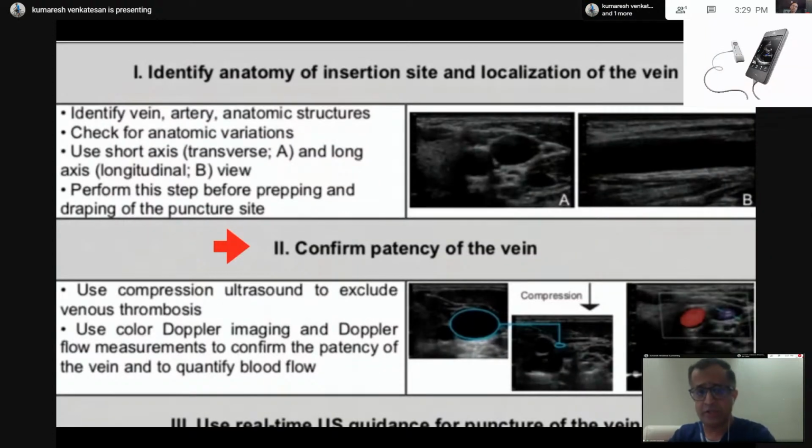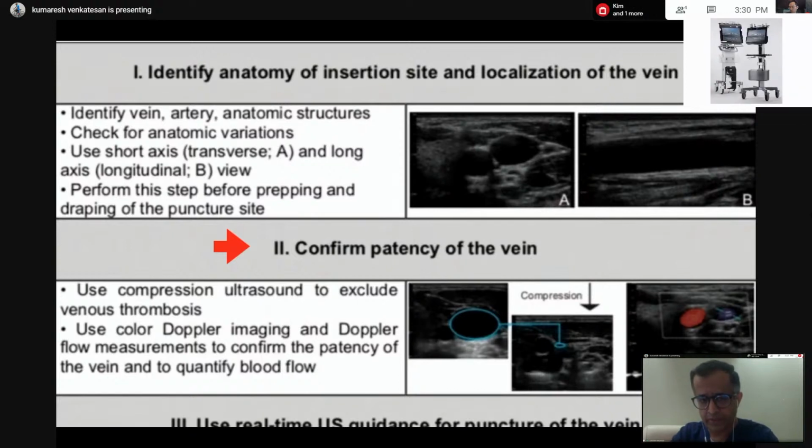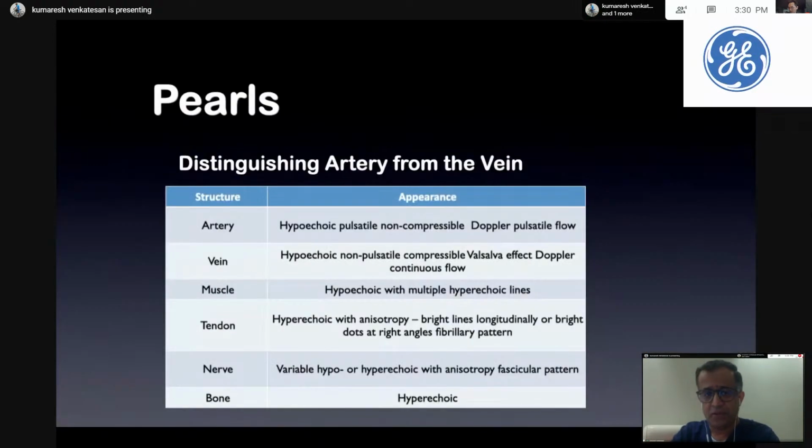Okay, so the next step in this stepwise approach is confirming the patency of the vein. How do we confirm? You can use the compression method, compress the vein to exclude venous thrombosis, and also differentiate between the vein and the artery. We'll talk about that. And then you can use color Doppler imaging and Doppler flow measurements. All of this helps you to differentiate and confirm the vein from the artery.